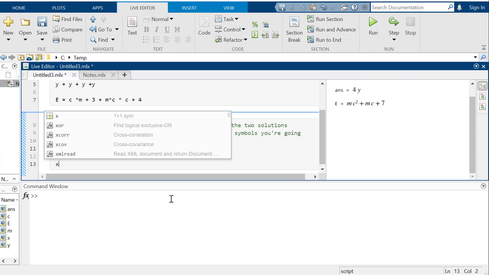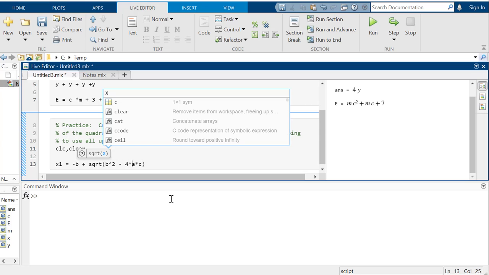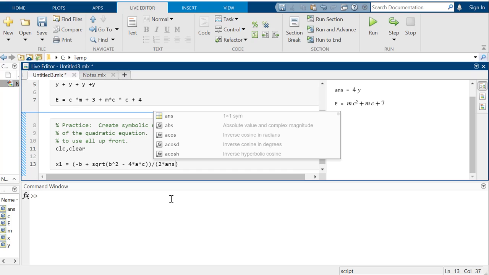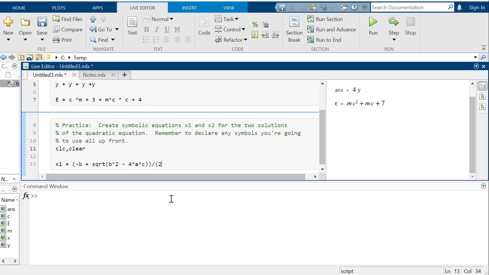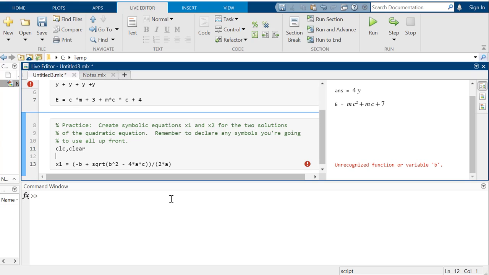Now, if you just start and you go x1 is equal to negative b plus the square root of b squared minus 4ac, and we have to remember that all of this goes over 2a. Oh, look, it even did a little thing where I start my open paren, and it closes my paren for me. Okay, and I try to run this, and it's like, what are you talking about?